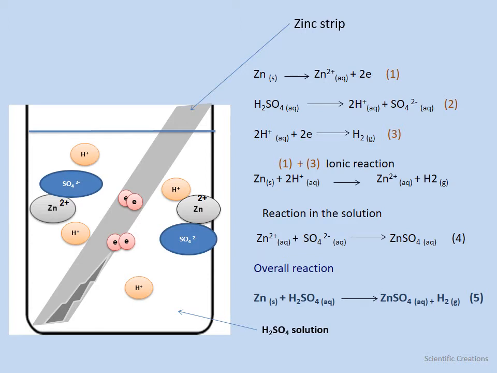zinc atoms. As hydrogen ions are positively charged, they are attracted to the negatively charged zinc strip. Hydrogen ions form hydrogen gas by gaining electrons from the zinc strip. As you know, positive ions bond with negative ions, so the positively charged zinc ions bond with negatively charged sulfate ions forming zinc sulfate, which is represented in equation number 4. The overall reaction is zinc plus sulfuric acid forms zinc sulfate and hydrogen gas, which is represented in equation number 5.